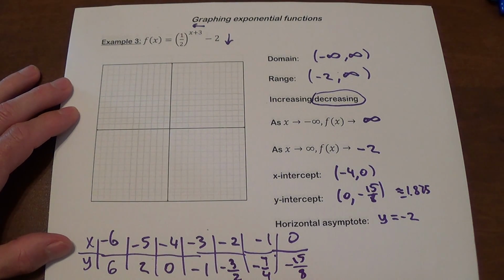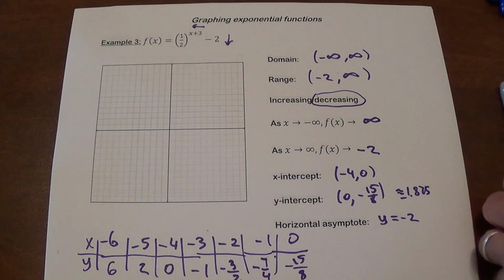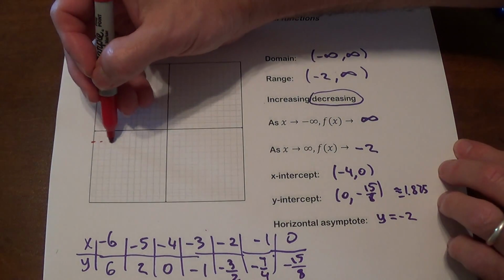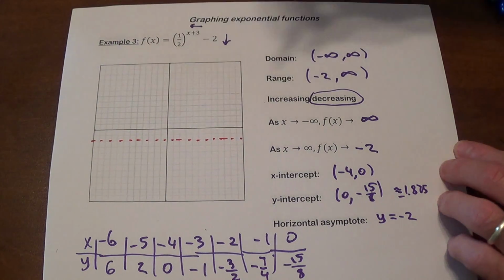This one's going to be -1.75, right? And let's go ahead and graph all this. Let's start with the horizontal asymptote, which is y equals -2.